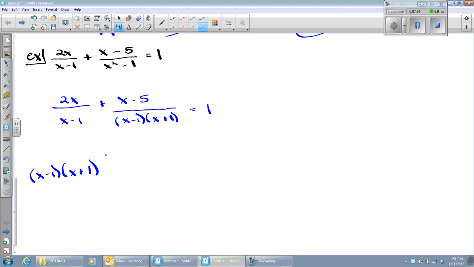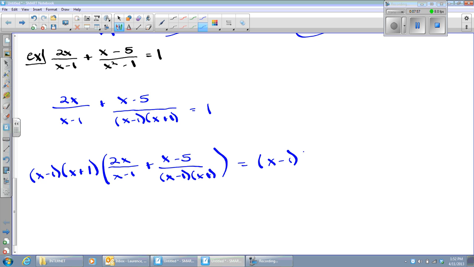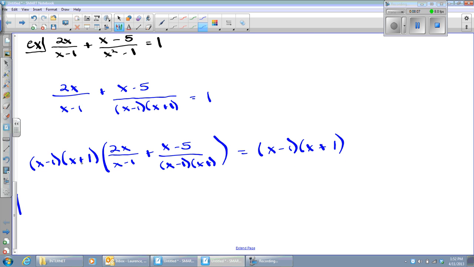We're going to multiply that by the entire quantity. So 2x over x minus 1 plus x minus 5 over x minus 1, x plus 1. We also have to do it to the other side, so 1 times x minus 1, x plus 1. Okay, so we're going to distribute the x minus 1, x plus 1.